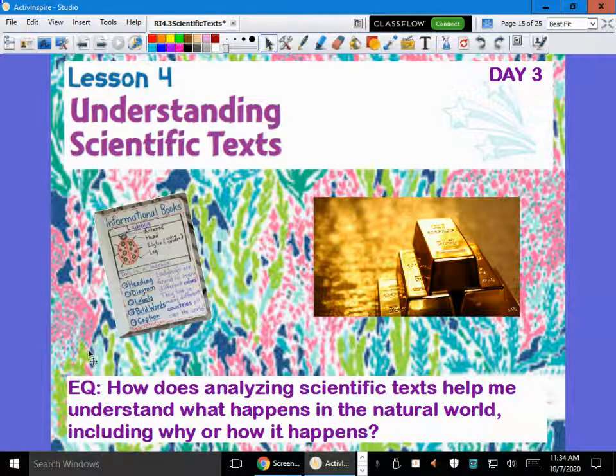So, I have here our essential question, because this is the question, friends, you should be able to answer by the end of this unit. We've been looking at scientific texts, and the big question we need to ask ourselves is how does analyzing the scientific text help me understand what happens out in the natural world? And that includes understanding why and how it happens.